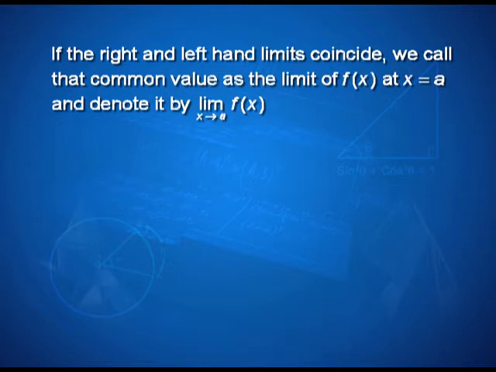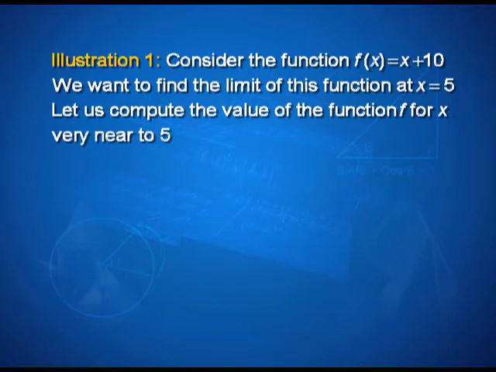If the right and left hand limits coincide, we call that common value the limit of f of x at x is equal to a, and denote it by limit f of x when x tends to a. Let us see some illustrations. Consider the function f of x is equal to x plus 10. We want to find the limit of the function at x is equal to 5.